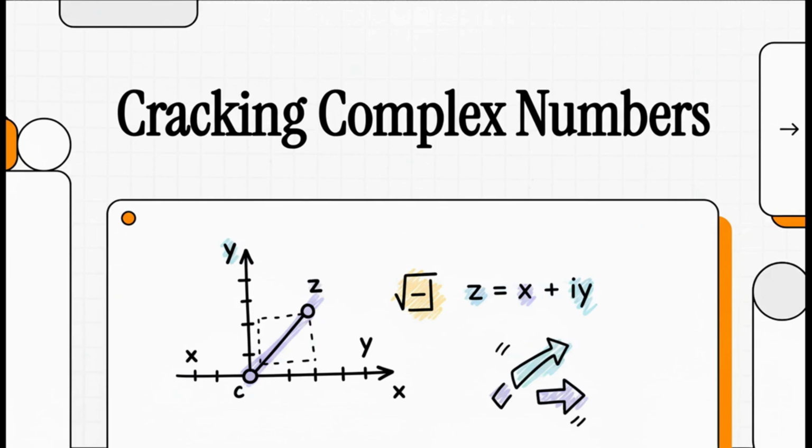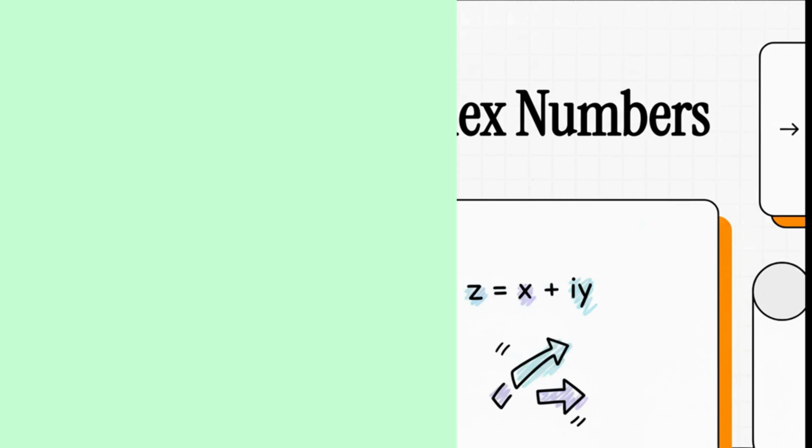You've probably been told your whole life that you just can't take the square root of a negative number, right? Well, today, we're going to break that rule. We're about to dive into the absolutely fascinating world of complex numbers, a hidden dimension of math that's way more powerful than you might think.